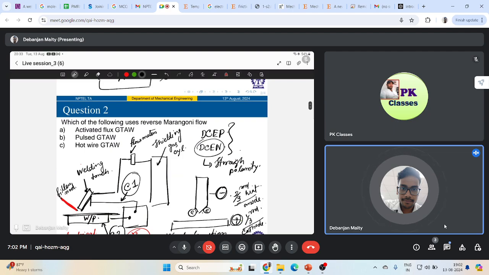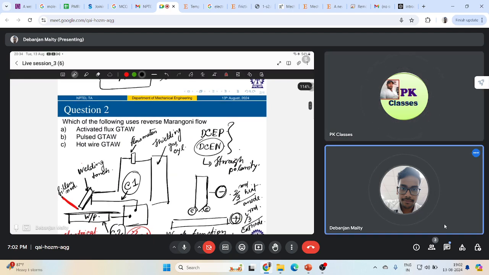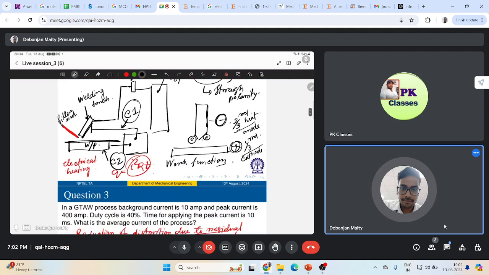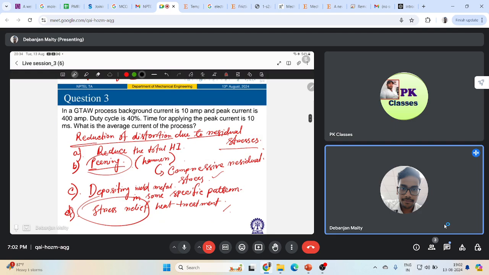Now, which of the following uses reverse Marangoni flow? Activated flux GTAW. Correct. So A is the correct option. Let's do some numerical. This is very simple. This will be a quick numerical.